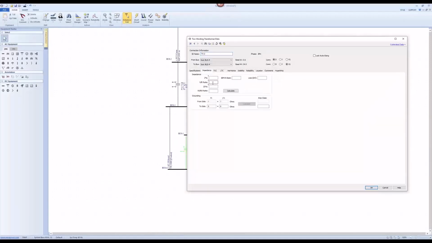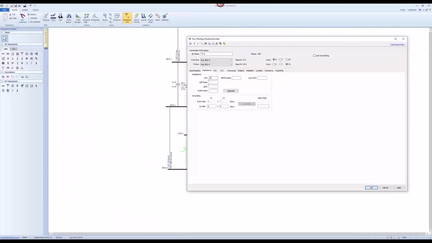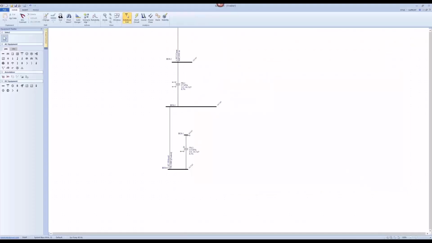So I have my transformer impedance, which is the solar inverter step-up transformer impedance, as 6.5, X/R ratio as 8, right? So 6.5, X/R ratio as 8. 6.5 as well for zero sequence. I don't have to enter the X/R ratio for zero sequence because it's equal to the positive sequence according to the data, right? So put it OK as well.